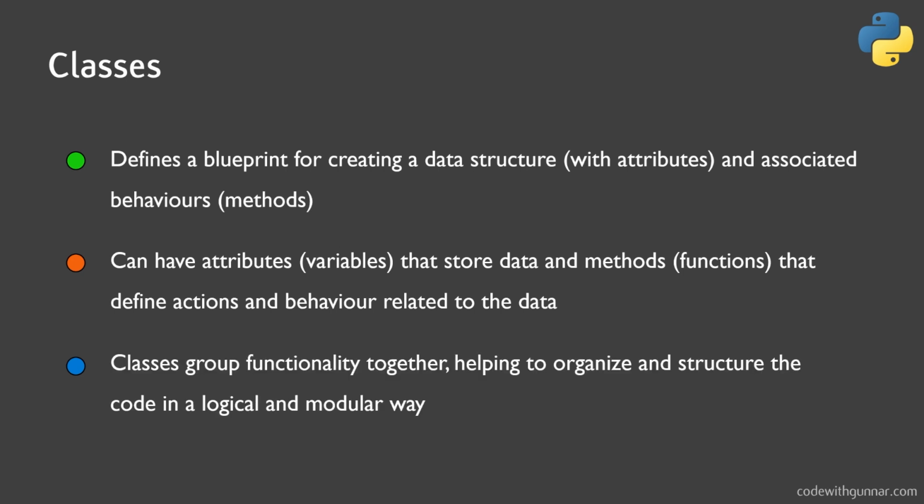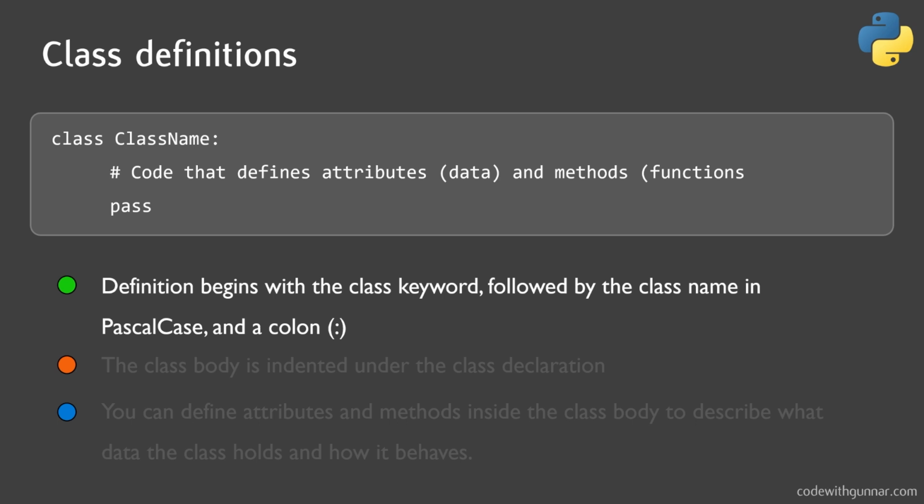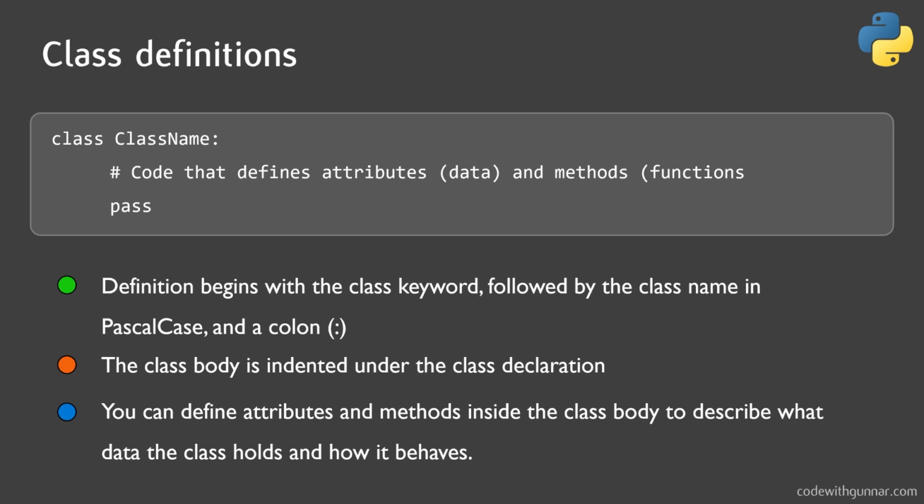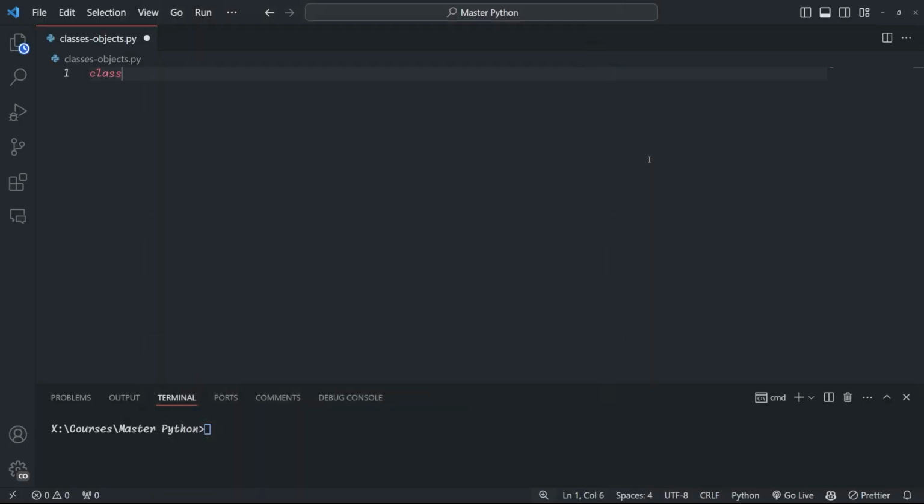In order to create a class in Python, we use the class keyword. And here's the basic syntax. We use the keyword class, followed by the name of the class that we're going to be creating, and then a colon. The class contents, its attributes and methods, they're all indented. Let's create a simple class called dog. We use the class keyword, then the name of the class, in this case dog, followed by a colon.